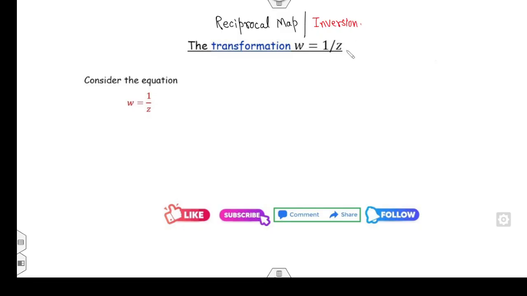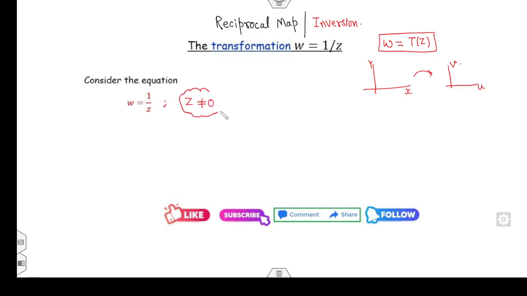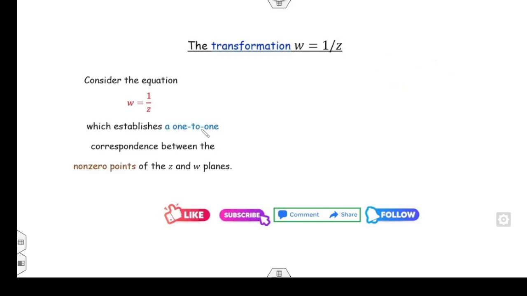But make sure, students, w is nothing but my transformation, whatever transformation you have taken to transform the information in the xy plane to the uv plane. So the concept is very simple. First of all, you have the equation w is equal to 1 over z. So clearly, whenever z is non-zero, then you can find a one-to-one correspondence between w and z.